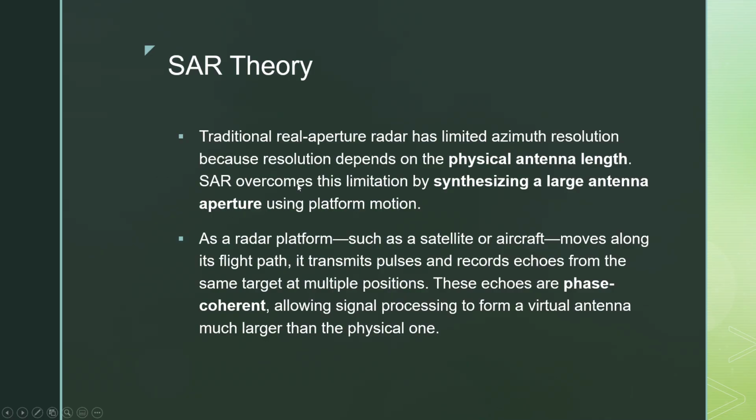So let's go over some SAR theory. Traditional real aperture radar has a limited azimuth resolution because resolution depends on the physical antenna length. SAR gets past this limitation by synthesizing a large antenna aperture using platform motion. As a radar platform, such as a satellite or aircraft, moves along its flight path, it transmits pulses and records echoes from the same target at multiple positions. These echoes are phase coherent, allowing signal processing to form a virtual antenna much larger than the physical one.